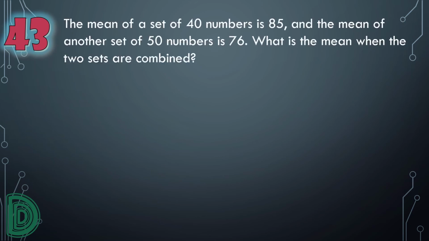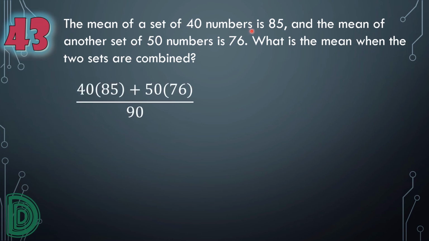43. The mean of a set of 40 numbers is 85, and the mean of another set of 50 numbers is 76. What is the mean when the two sets are combined? For the first set of numbers, the total will be 40 times 85. For the second set of numbers, that will be 50 times 76. In total, there will be 90 numbers.